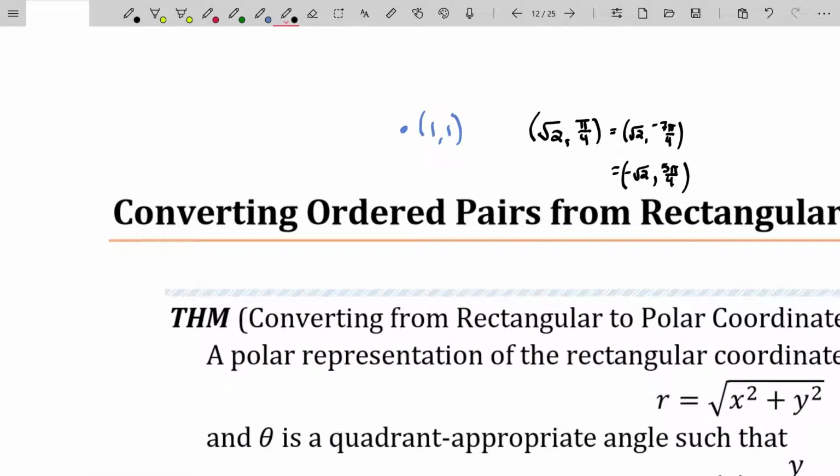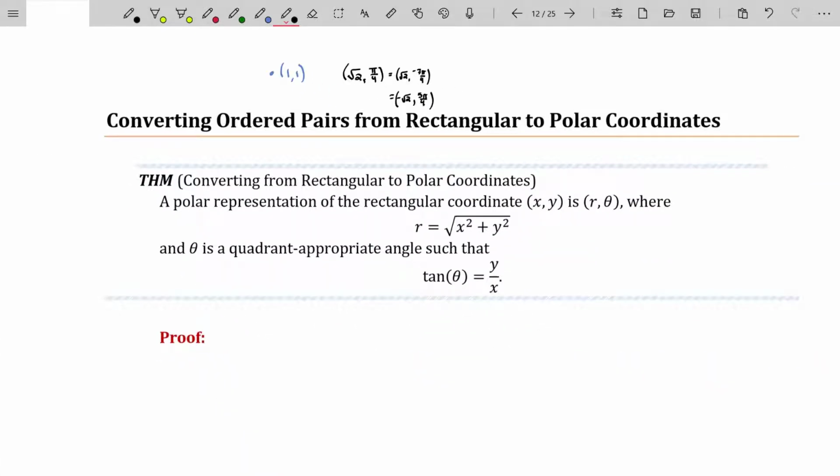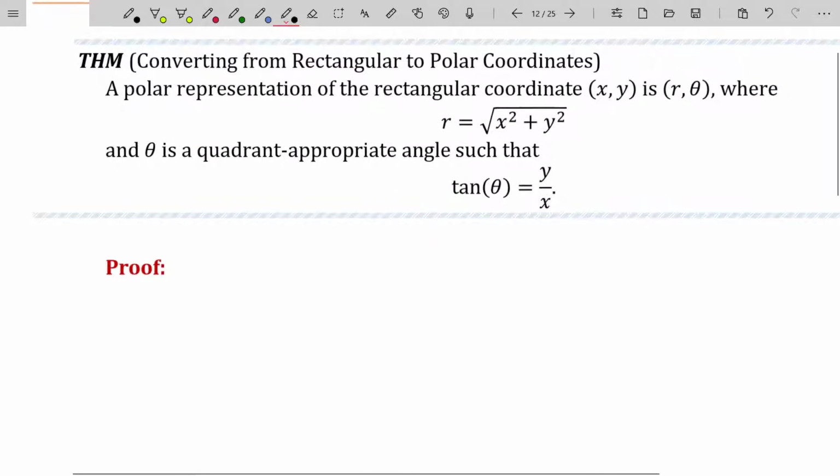So when you're converting from Cartesian coordinates, which is rectangular coordinates, to polar coordinates, you need to find a way to restrict that down to just a single answer rather than an infinite number of answers. This is what I mentioned in the very first video when I said there's not a one-to-one relationship between rectangular coordinates and polar coordinates. It's one-to-many, actually. So here's the theorem on how to convert.